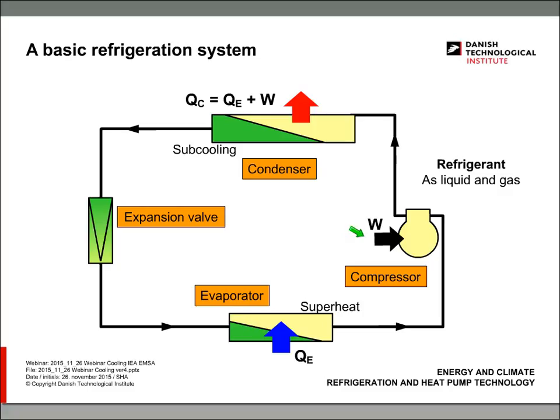We also add some energy to the compressor in order to get the whole system working. It's like a pump. And both of these energies, if you add them together, are rejected here in the condenser. And that's what you find on the back side of your refrigerator.